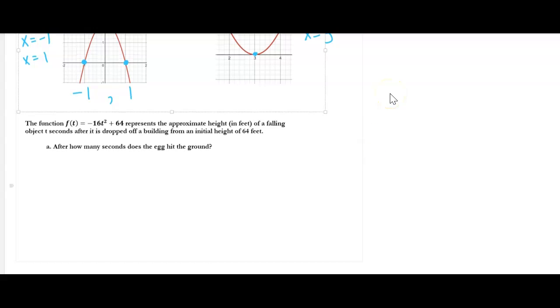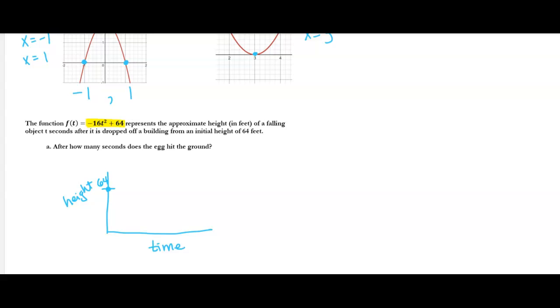Okay, so the function f of t is negative 16t squared plus 64, represents the approximate height of a falling object t seconds after it hits the building. Okay, so let's see. So it says t, and that's the x-axis, that's time. And then the vertical axis is height. Now, even though this looks funny, we still treat it the same way. It's just a parent graph transformation, and what's happening is it's transforming up 64. So this is at 64.